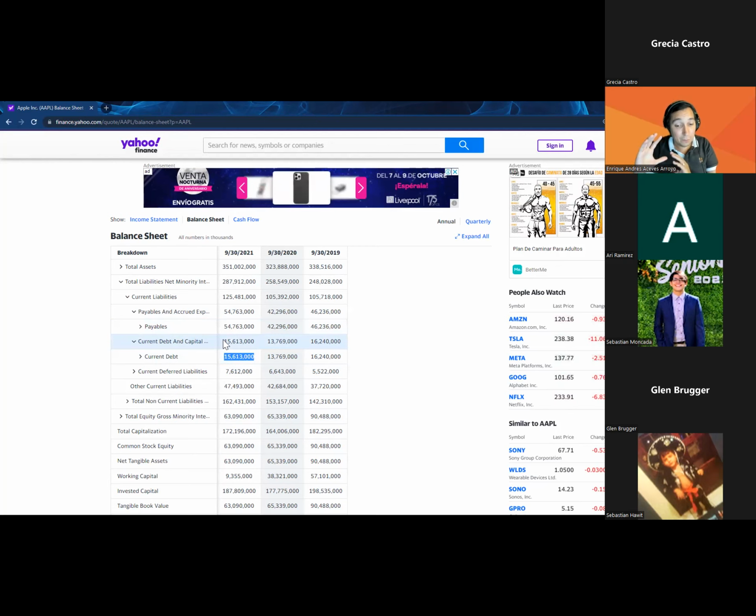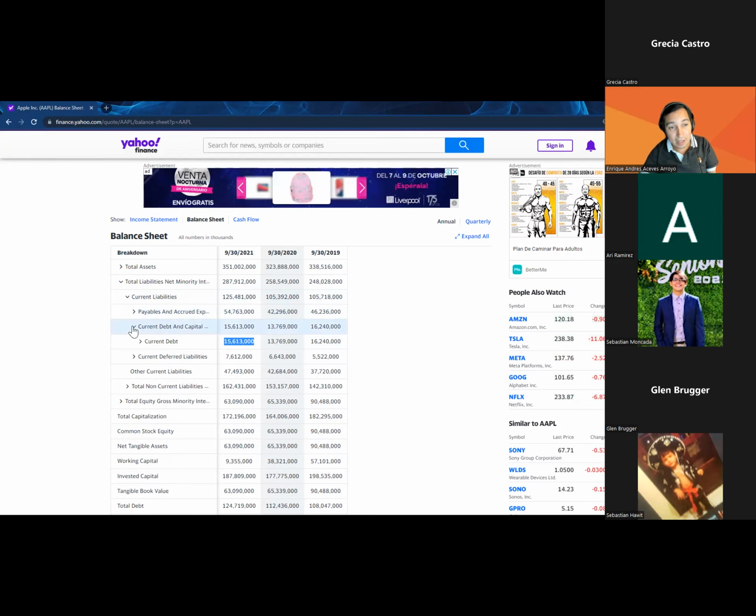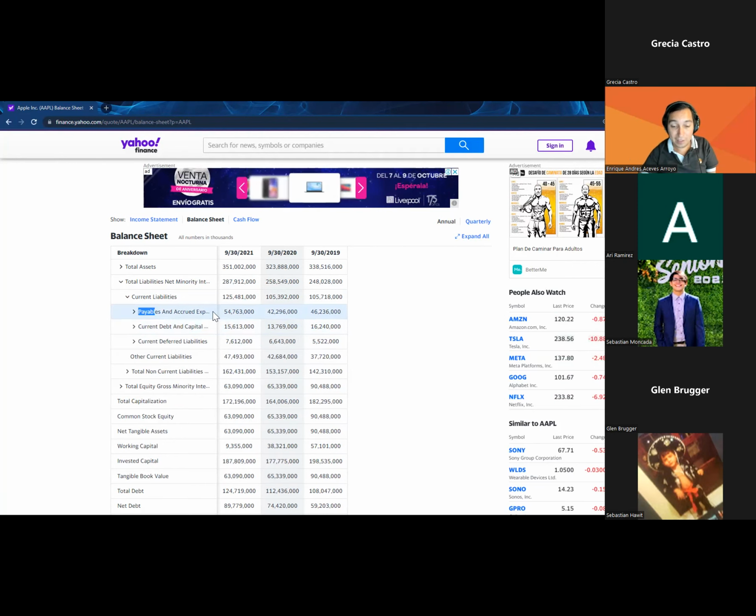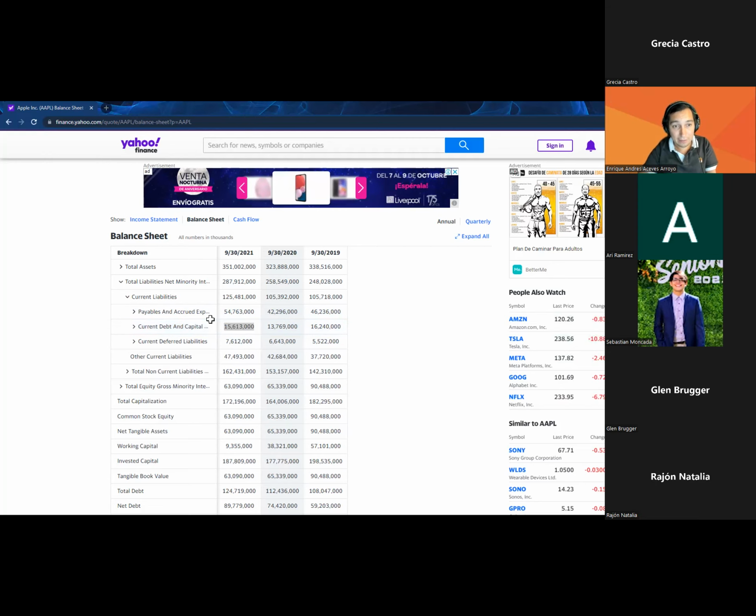This is the main reason why, when you have a balance sheet, the breakdown of the accounts in the liabilities are the payables and accrued expenses, which are the suppliers, and this is the current debt, actual financial debt, okay? It's to make easier the process of knowing in short what's the amount of short-term financial debt. Remember, it's not the same.